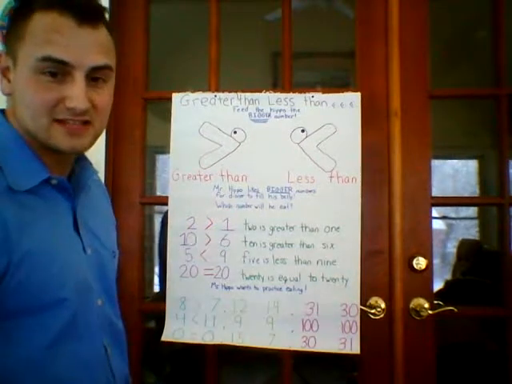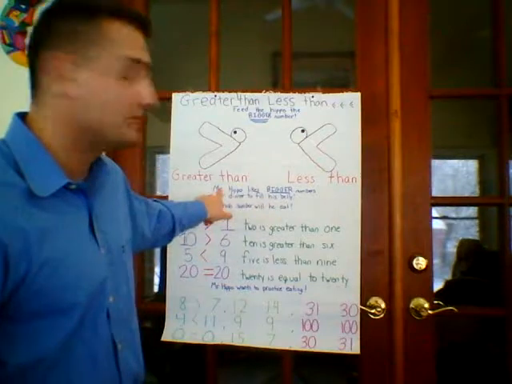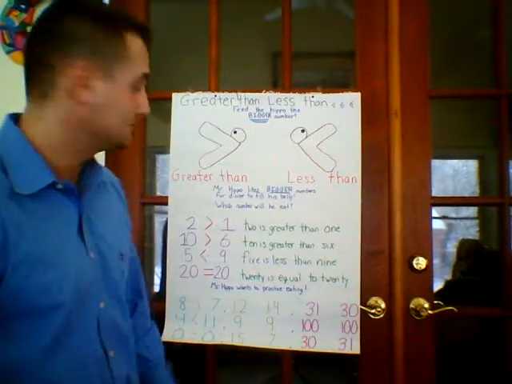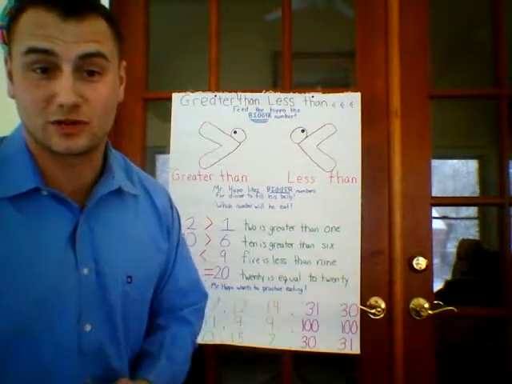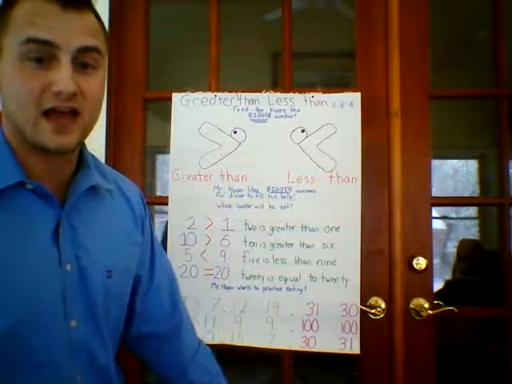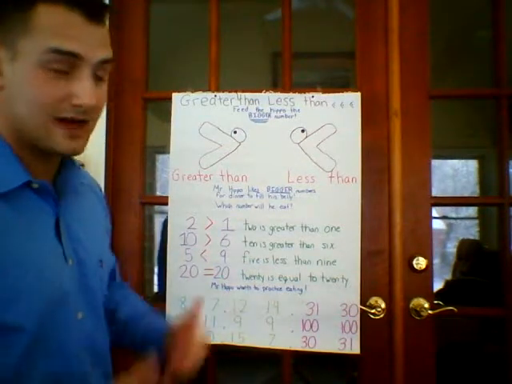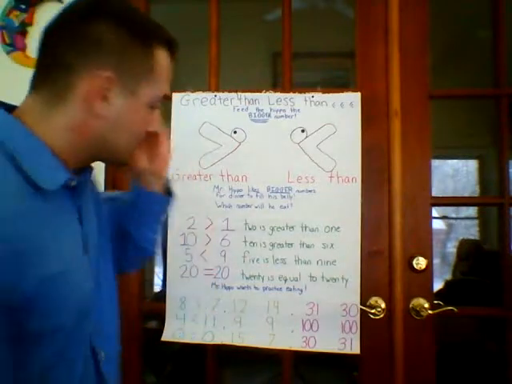So down here I have a sentence. I have Mr. Hippo likes bigger numbers for dinner to fill his belly. Which number will he eat? Of course, which number is bigger? And we need to find that out. So right below that, I have examples that I'm going to go through before my class helps me out.